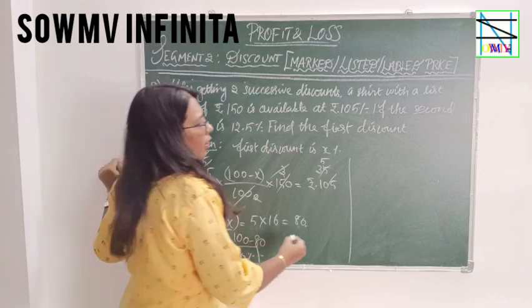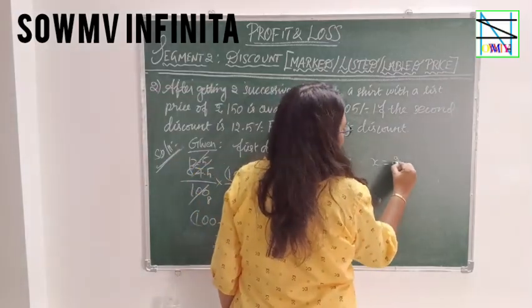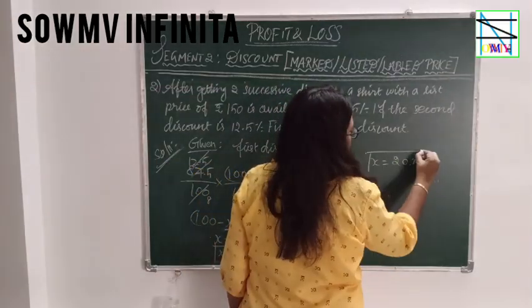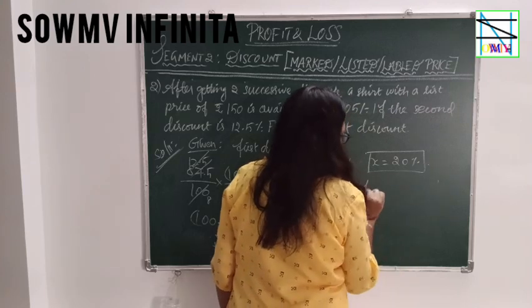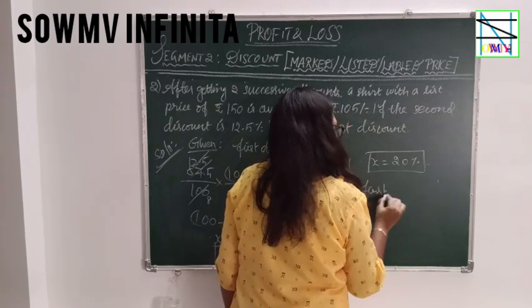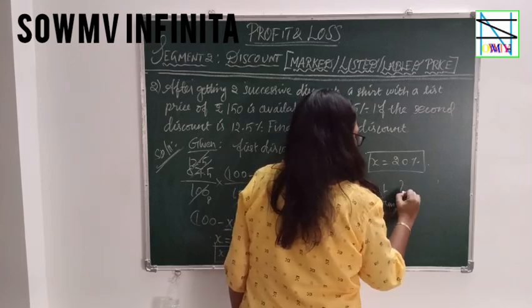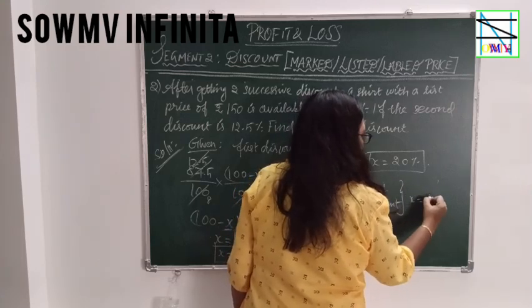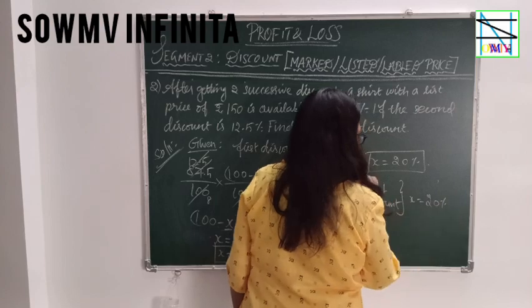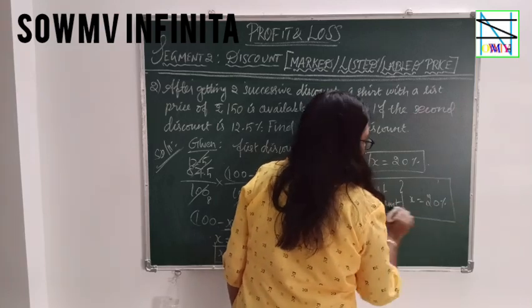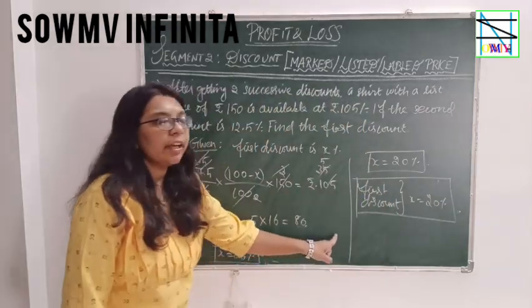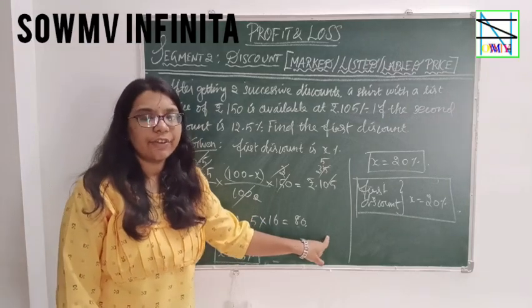This is the discount value. x equal to 20%. So first discount is 20%. This is the answer. We go for the third problem.